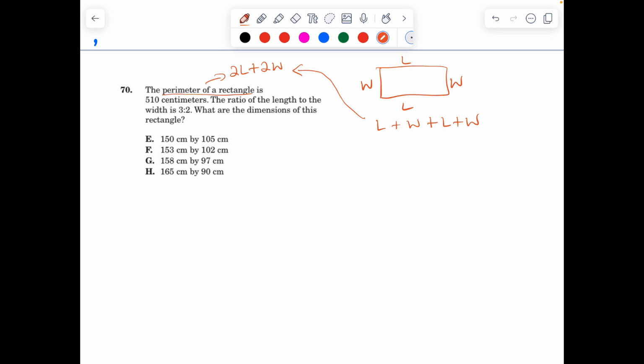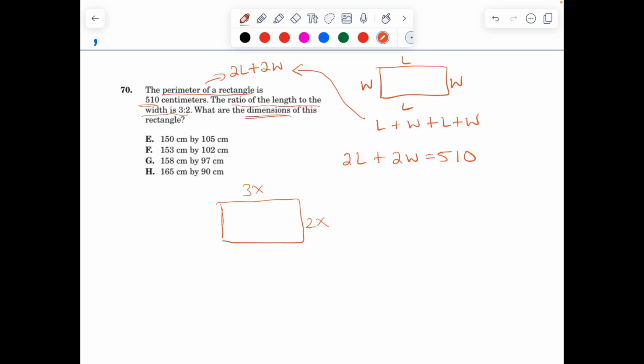I'm told that the perimeter is 510 centimeters. So that means I can write that 2 times the length plus 2 times the width will equal 510. Now it tells me that the ratio of the length to the width is 3 to 2. So let's draw this rectangle again. And they're telling me that if the length is 3x, the width is 2x, right? They're telling me the ratio of the length to the width is 3 to 2. So I'm going to call the length 3x and the width 2x. And they want to know the dimensions, meaning the length and the width of this rectangle.